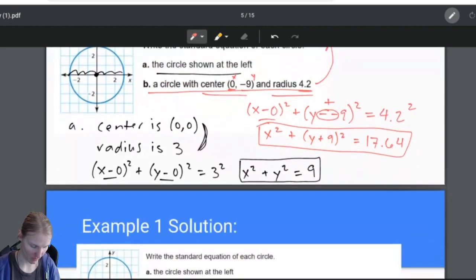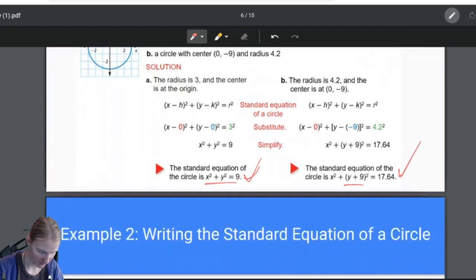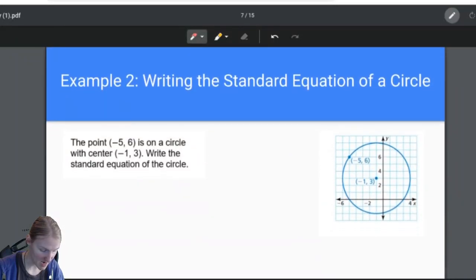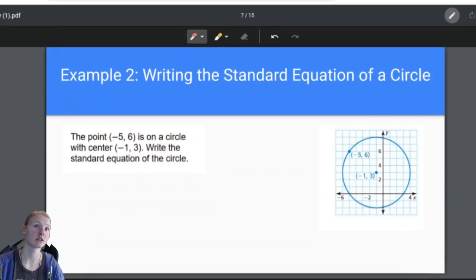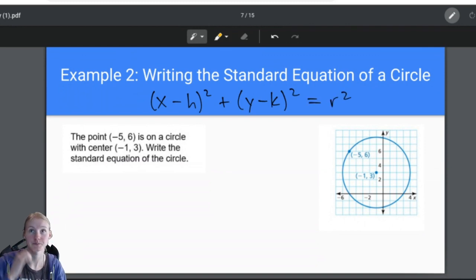Let's make sure that we were right. Booyah. x squared plus y squared equals 9. Got it. y plus 9 and 17.64. Cool. Got it right. Okay. Next, we are going to write the equation of a circle again, but this time there's a catch. So, remember, I'm going to write down (x minus h) squared plus (y minus k) squared equals r squared.